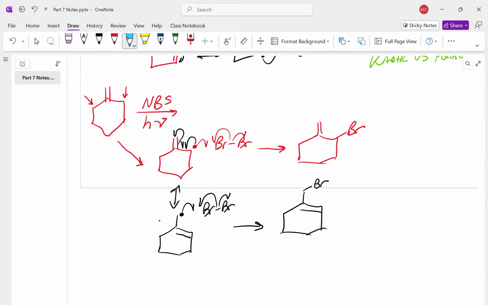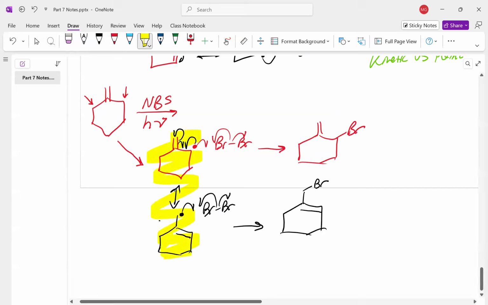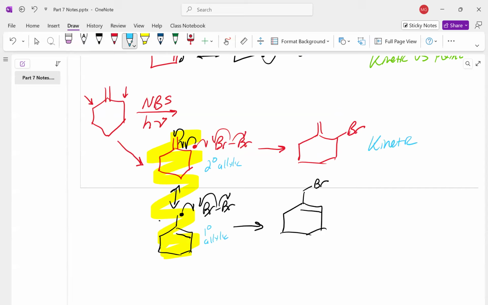Now, the final question on this is, which of these is the kinetic product and which of these is the thermodynamic product? So how do you find the kinetic product? Well, you look at the intermediates. Look at those two intermediates. Which one is more stable? Well, this one's a secondary allylic, and this one's a primary allylic. So the secondary allylic is more stable, which means this is our kinetic product.